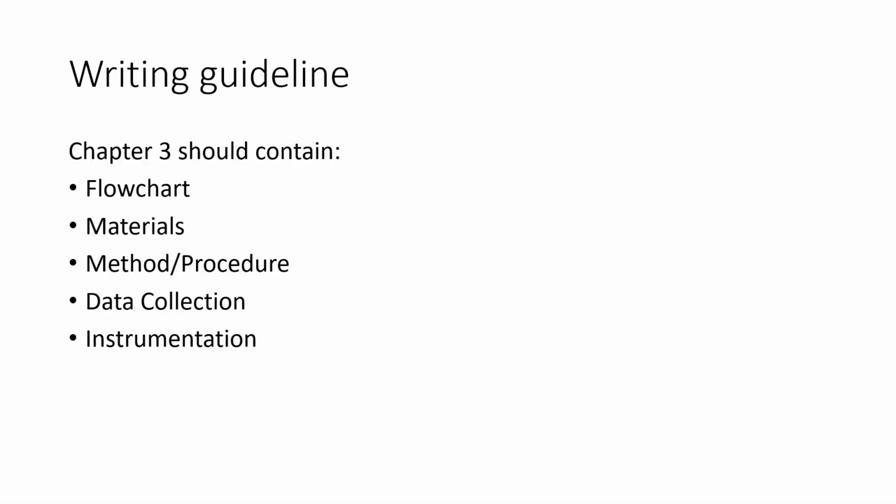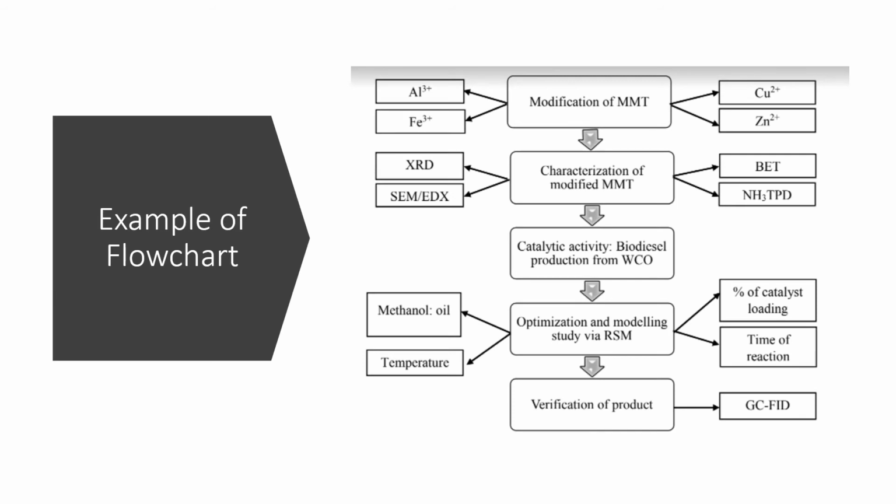Okay, next we go to the writing guideline. What should you have in your chapter 3? The content of your chapter 3 should be flowchart, materials, methods and procedure, data collection, and instrumentation. Okay, this is the example of a flowchart. A flowchart must show the flow, step by step, of what you need to do.